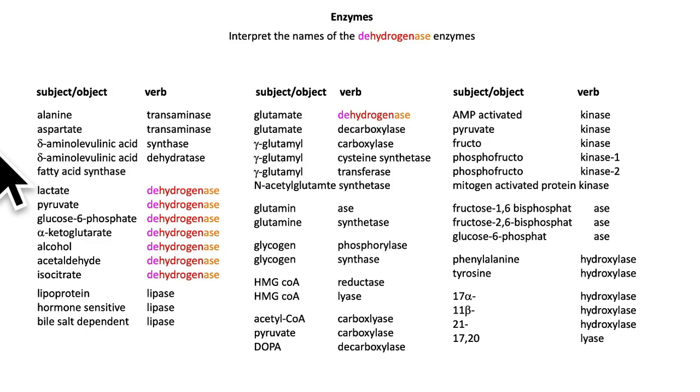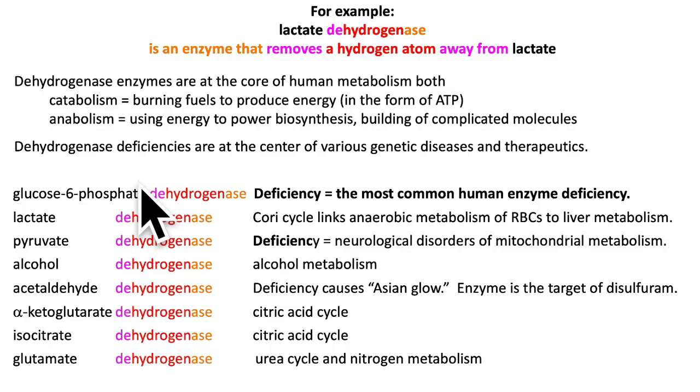Let's look at another enzyme. How about a dehydrogenase? What's so powerful about understanding enzyme grammar is, look, there are all these dehydrogenases, and they all catalyze essentially the same reaction. Glucose 6-phosphate dehydrogenase takes a hydrogen from glucose 6-phosphate. Lactate dehydrogenase takes a hydrogen off of lactate.